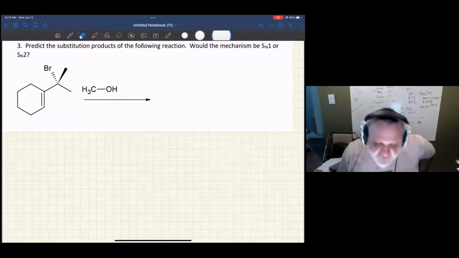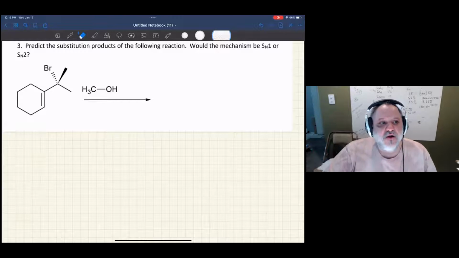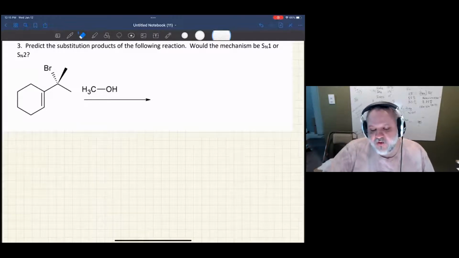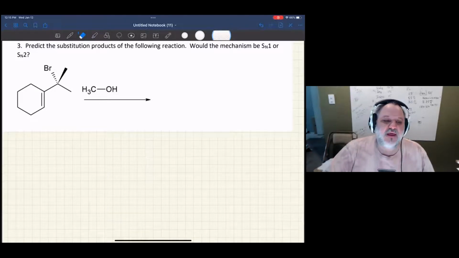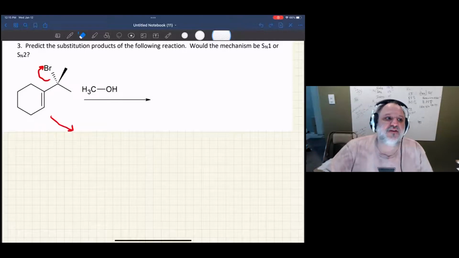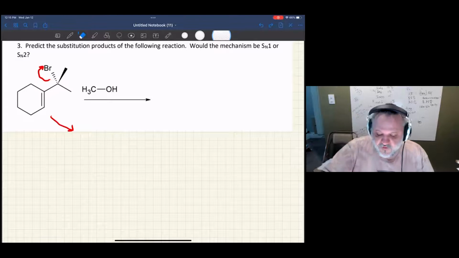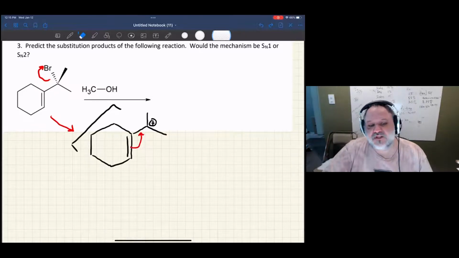So in order to consider what's going to happen with these two facts, we would say that a tertiary carbocation is going to be pretty stable. And in the absence of a strong nucleophile, it's going to have time to form before anything else happens. And so we're starting to think about SN1. So we're going to say the leaving group's going to leave first, which would form a tertiary cation.